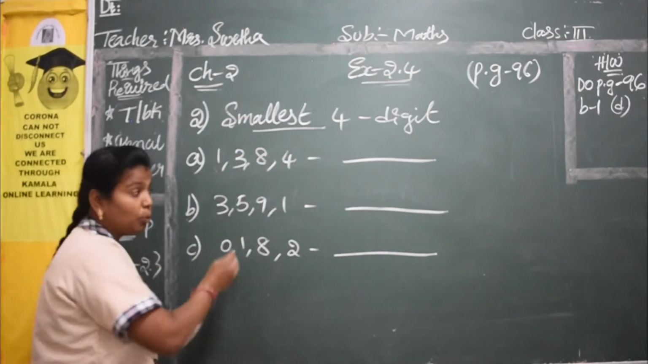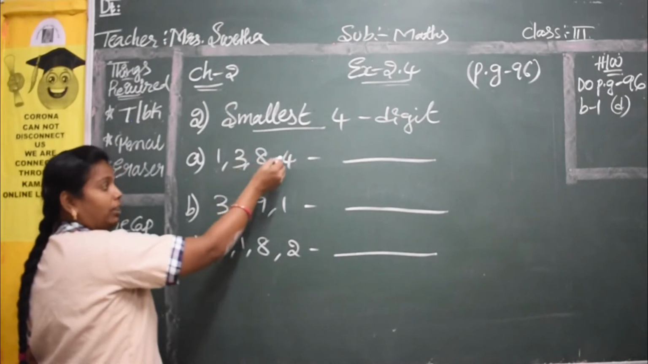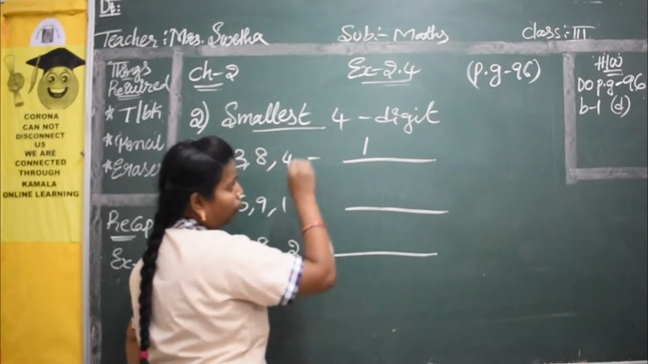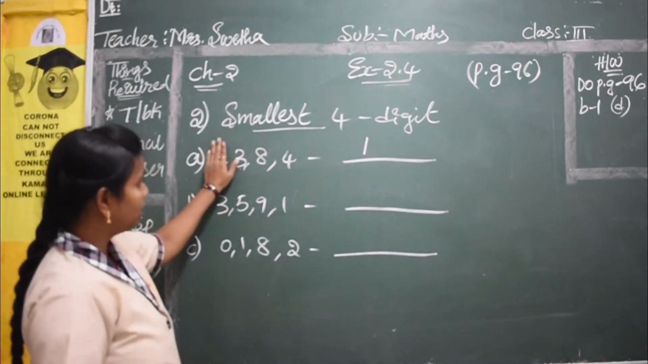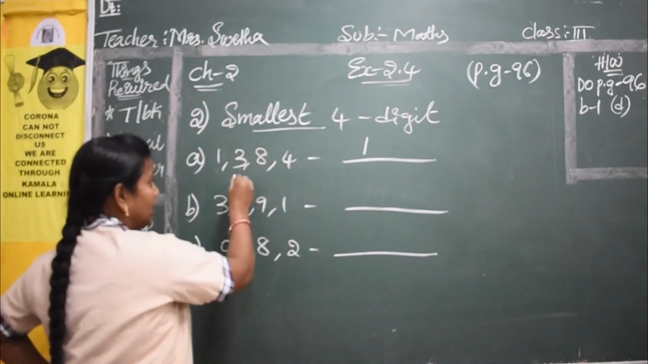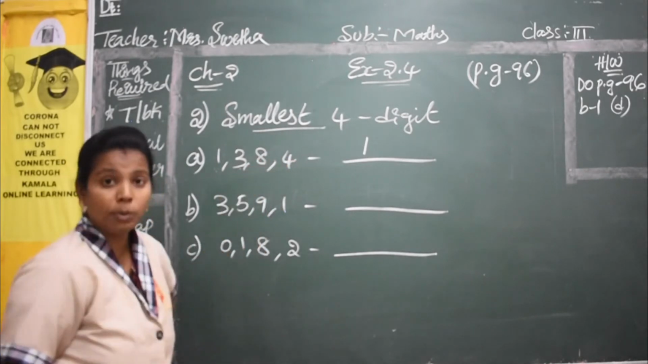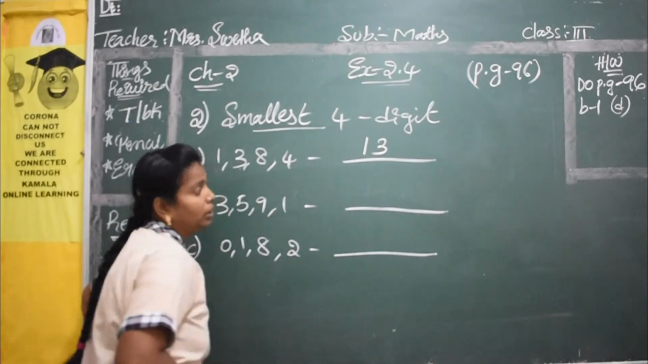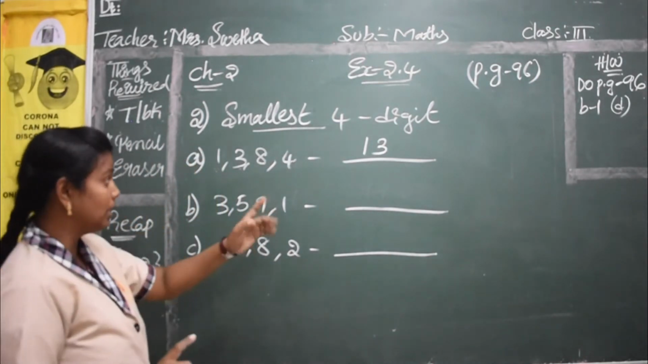Which is the smallest one? 1 3 8 4. Which is the smallest one? 1. So take number 1, then 1 is finished, then see the other 3 digits. 3 8 4. Which is the smallest number? It is number 3. So take number 3. Don't write any commas in the middle.